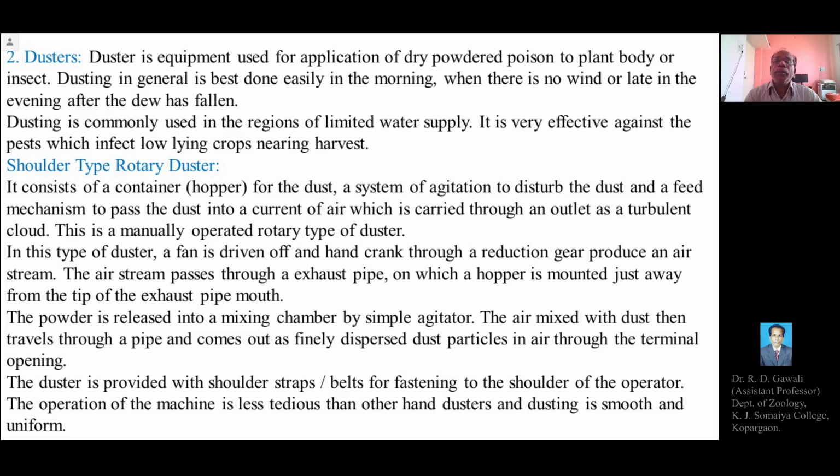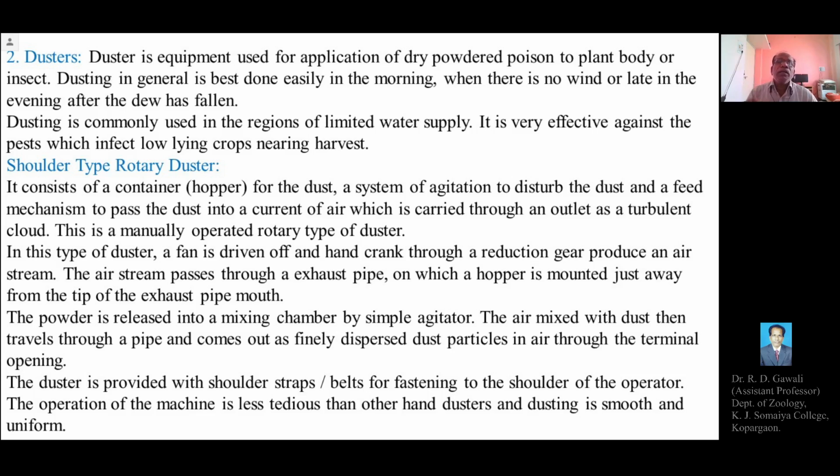Then the second type of plant protection appliance is called dusters. A duster is the equipment used for the application of dry powdered poison or powder pesticides to the plant body or the insects.